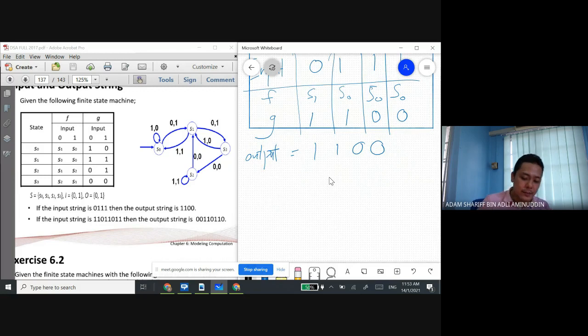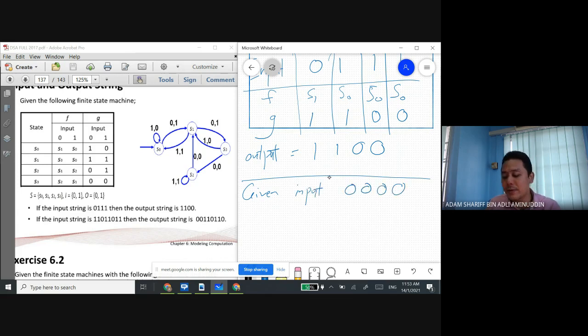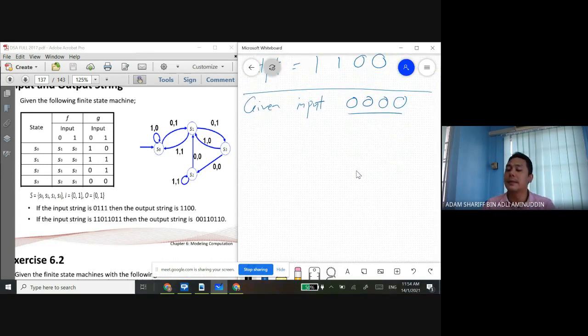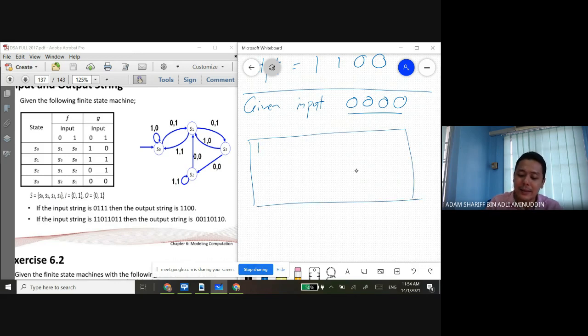Okay, I have a question, new question. Ada soalan tak yang ni dulu? I want you to find the output given the input 0 0 0 0. Bagi tahu saya apa output dia for this example. Okay, saya sama-sama buatlah, tapi kamu cuba kejarlah. 1 1 0 0. Ui, lajunya. Kalau input 0 0 0 0.